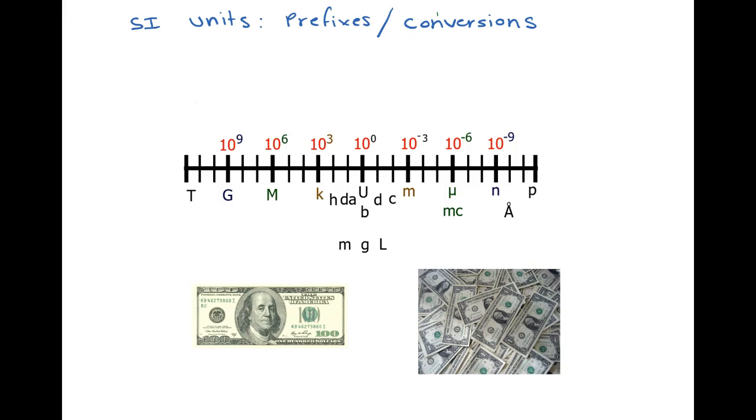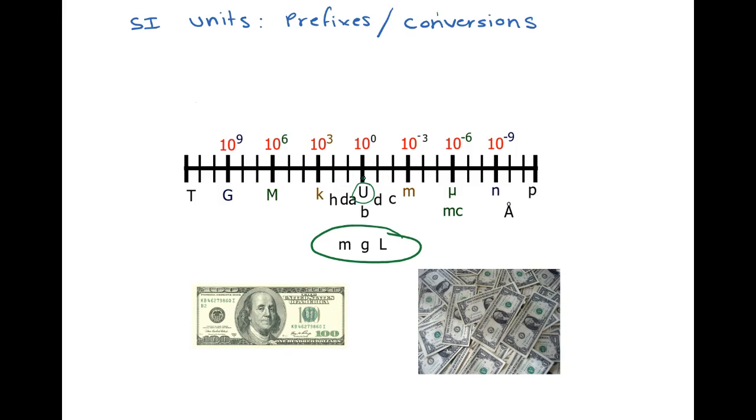So the first thing I want to bring your attention to are just the SI units in general here. So we have the meter if we're talking about some type of length. We have the gram if we're talking about mass, and then we have the liter if we're talking about volume. So that's going to be our unit in the middle here that has no prefix on it.